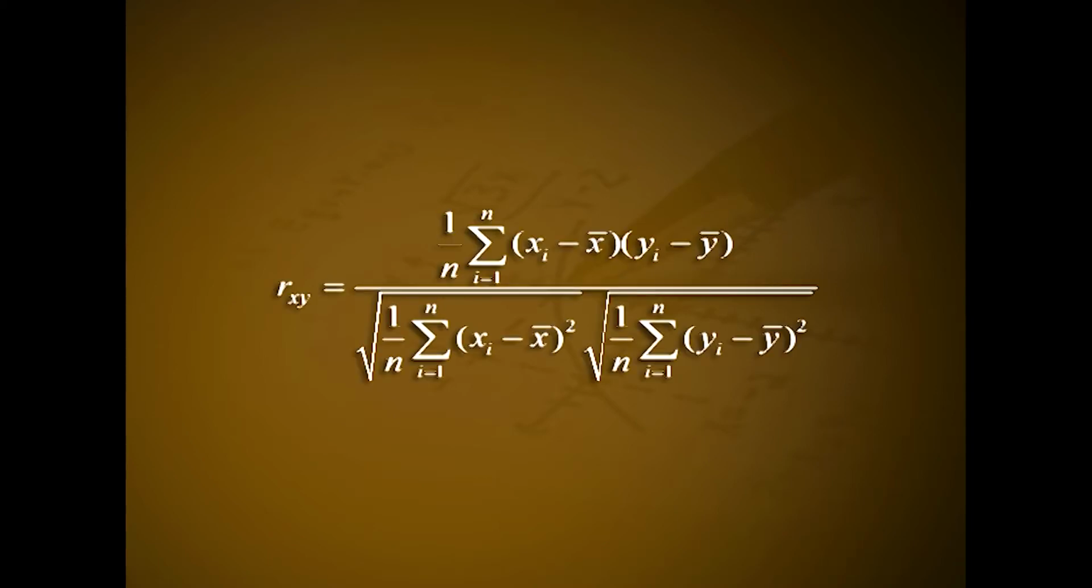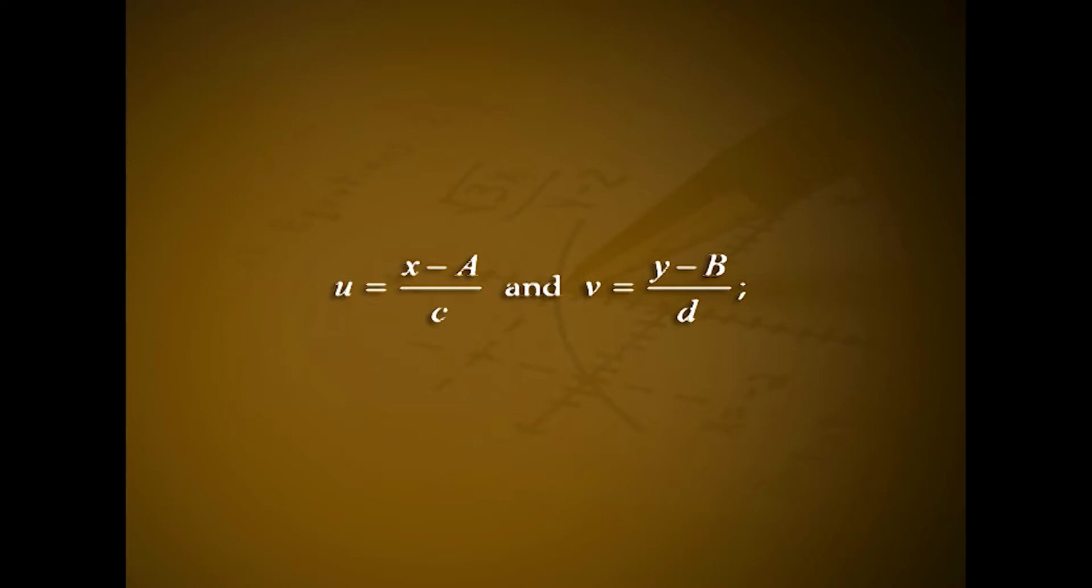Proof. Let (x1, y1), (x2, y2), etc., (xn, yn) be the observations on x and y. Then Rxy equals 1 by n summation over i from 1 to n (xi minus x bar) into (yi minus y bar) divided by square root of 1 by n summation over i from 1 to n (xi minus x bar) whole square into square root of 1 by n summation i from 1 to n (yi minus y bar) whole square.